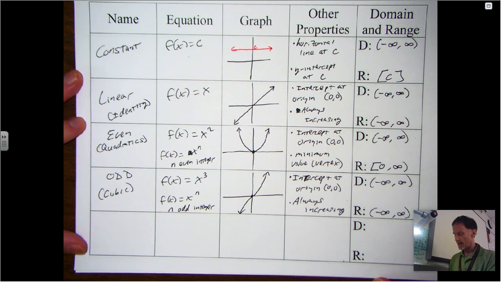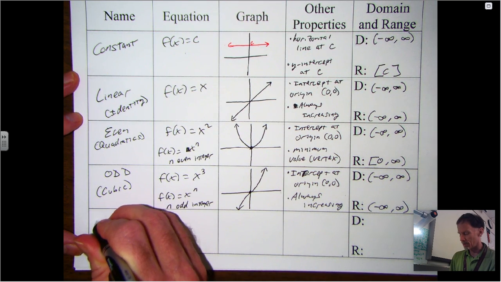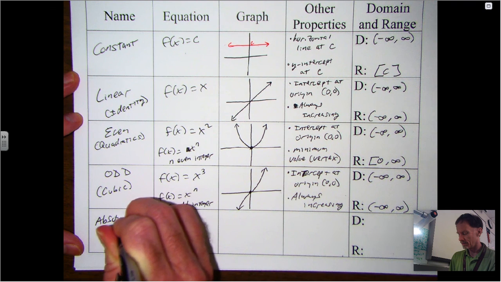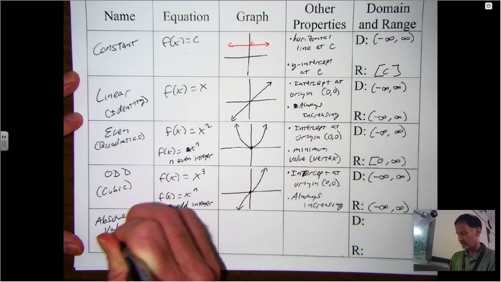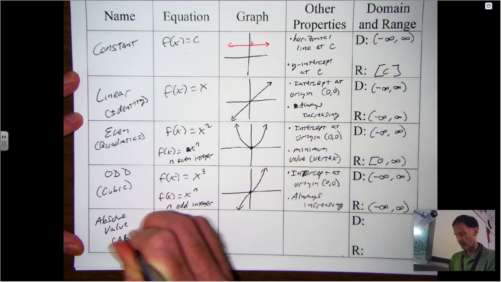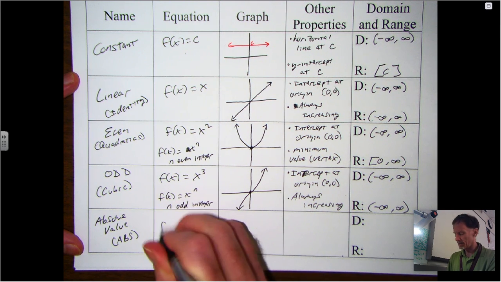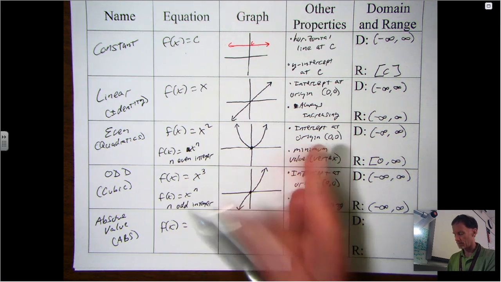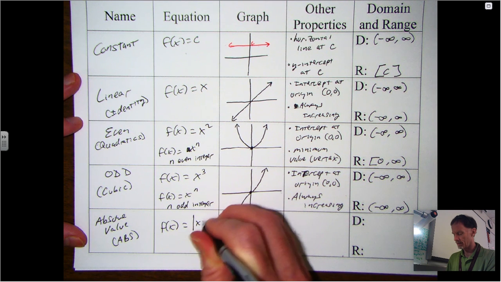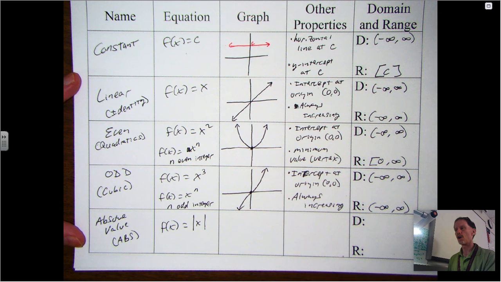And the last one we're doing today is called the absolute value. I think you've seen this a little bit in Algebra 1. Some people will abbreviate this as ABS, and if you want to abbreviate it ABS, that's fine. Or even ABV, I've seen that too. The function notation for this is two vertical bars, so it's something like this. Those vertical bars mean absolute value, and we'll talk more about that.